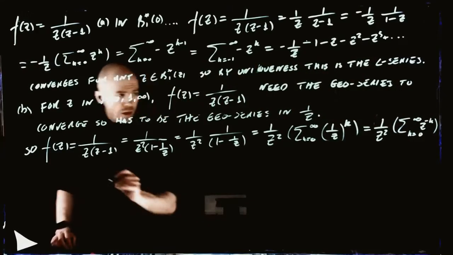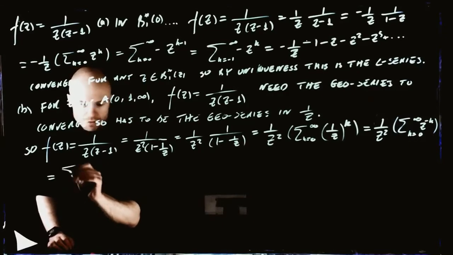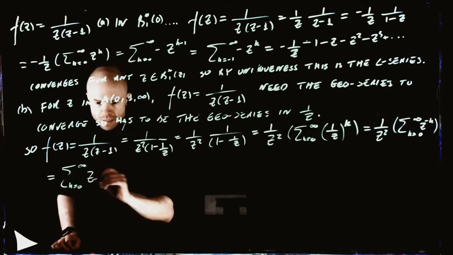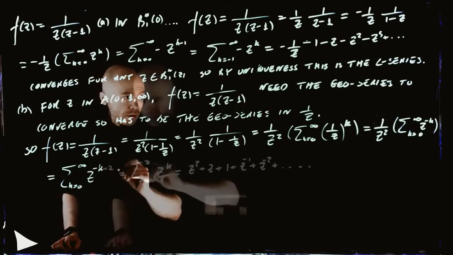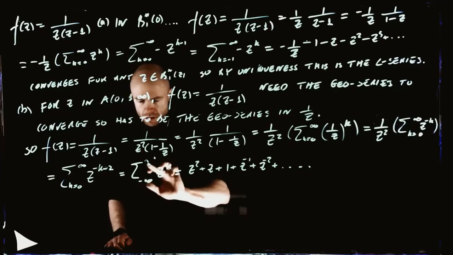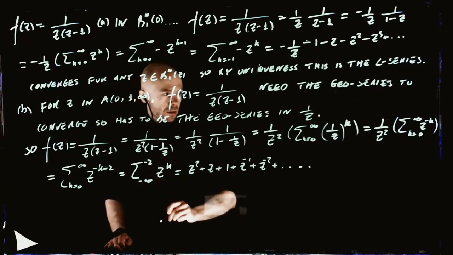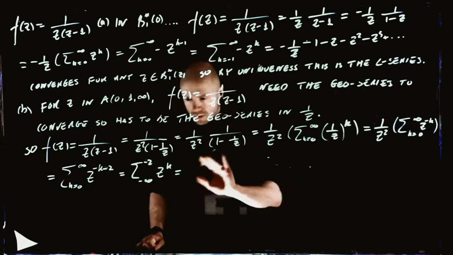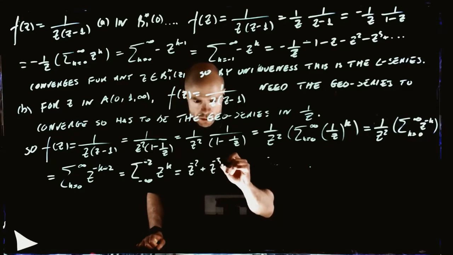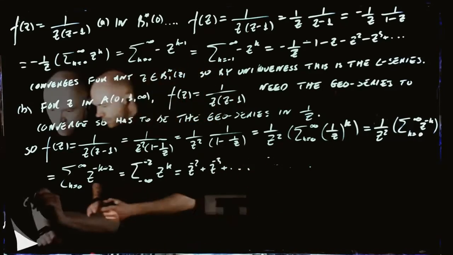And then this is the sum from k equals 0 to infinity of z to the minus k. So yeah, we are starting therefore at minus 2. There we go. So then the first term is z to the minus 2 plus z to the minus 3 and so on like this.